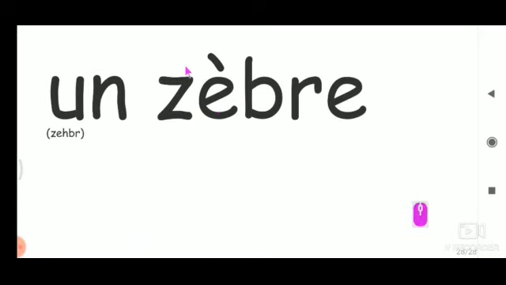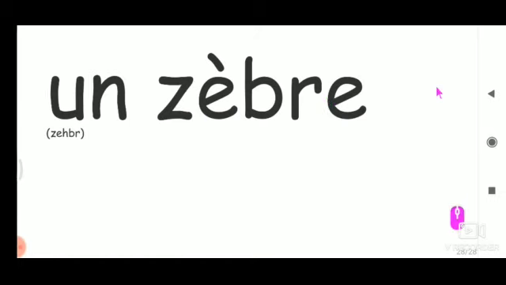See, when the accent is like this, that means you should not stress the E a lot. You have to make a short E. So the Z sound should be more and the E sound should be very little. Z, br, zèbre.